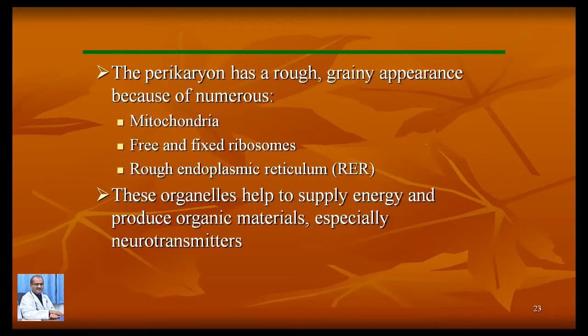The perikaryon has a rough, grainy appearance because it contains the mitochondria, free and fixed ribosomes, and rough endoplasmic reticulum. And these organelles help to supply energy and produce organic material, especially the neurotransmitters. So, neurotransmitters.